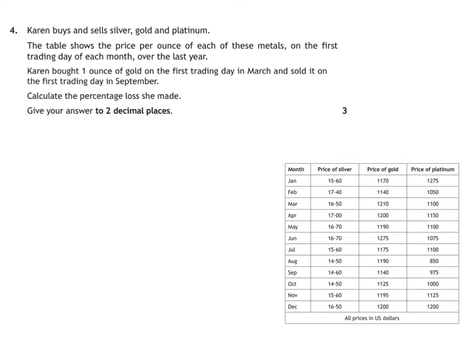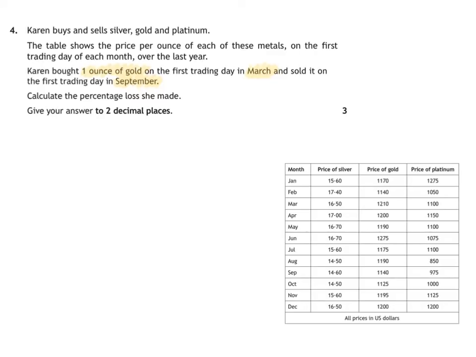Question 4. So we have Karen buys and sells silver, gold and platinum. A table shows the price per ounce of each of these metals on the first trading day of each month over the past year. So we get told that Karen bought 1 ounce of gold on the first trading day in March, and she sold it on the first trading day in September. And we need to calculate the percentage loss that Karen made.